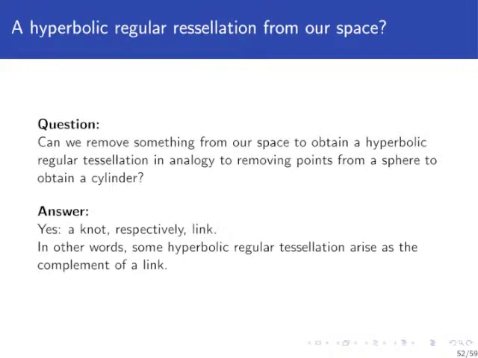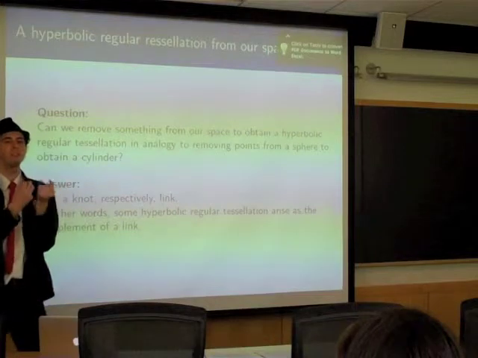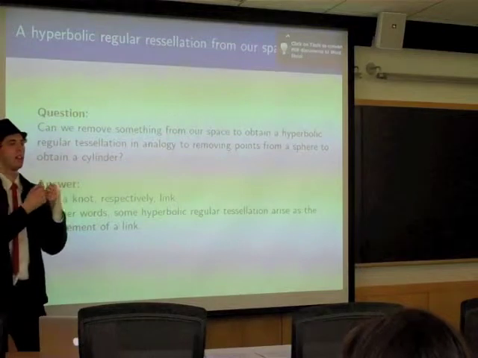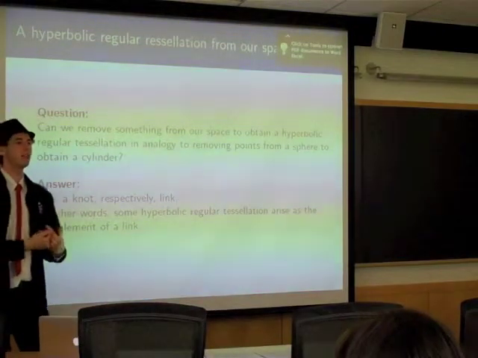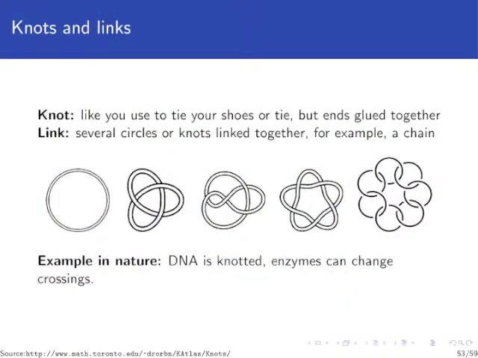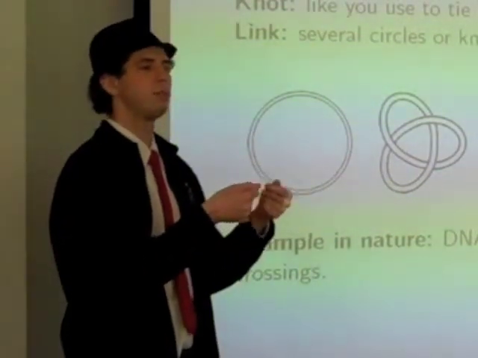And the answer is yes, you can, but what is the space you need to remove from our space in order to have that the complement is a regular tessellation by regular ideal hyperbolic tetrahedra? And the answer is it's a knot, respectively a link. And a mathematical knot is like the knots you're used to, like the knot you use to tie your shoe or to tie your necktie. Just the difference is that you glue the ends together.